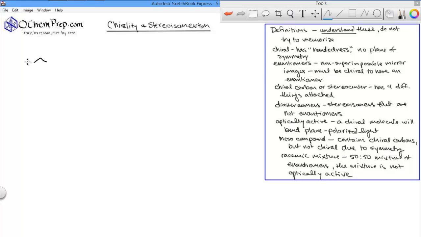Okay, we're going to look at 2-bromobutane. In the past, this is how we would draw it. But now, since we've been introduced to the fact that a carbon that has 4 different things attached to it has no plane of symmetry, there will be 2 different 2-bromobutanes. One with the bromine coming out, like this, and one with the bromine going back, like this.